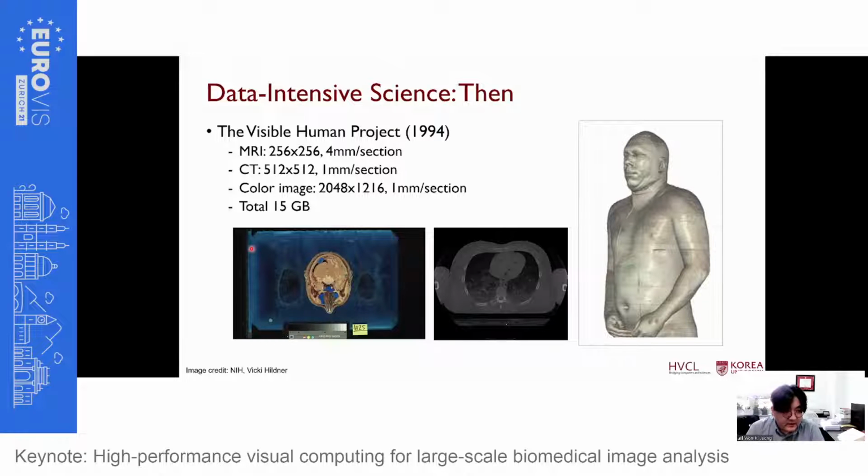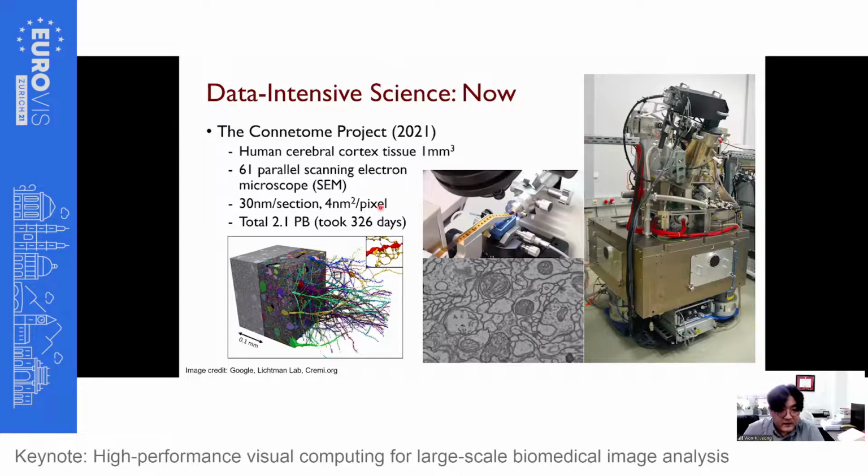MRI and CT are each, for example, 256 by 256 resolution, with a section distance of 4 millimeters. CT is a little higher, 512 by 512, and the section distance is 1 millimeter. The cross-section color image is 1 millimeter sections at 2K by 1K. So the entire data set at the time reached about 15 gigabytes, which was extremely high at the time. But now we have much bigger data sizes compared to this.